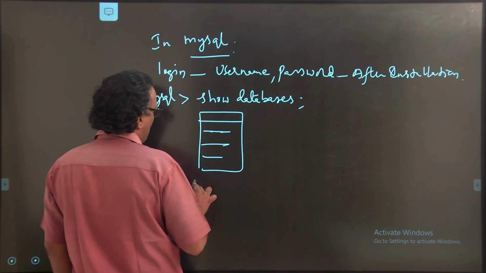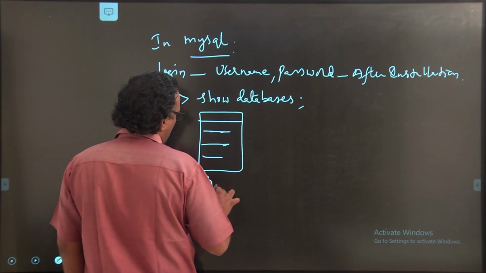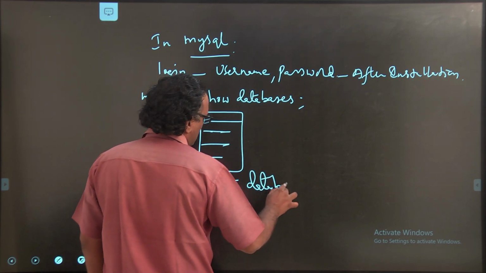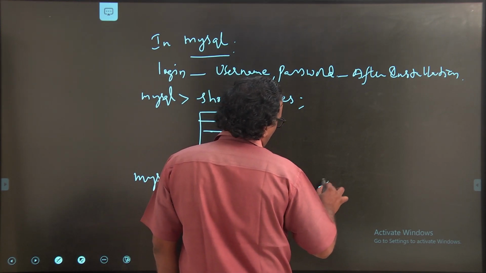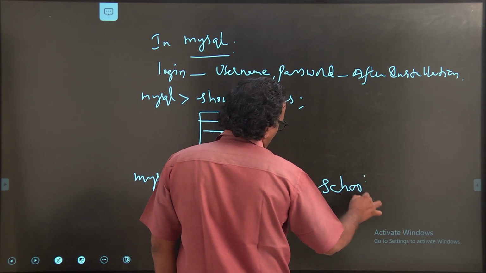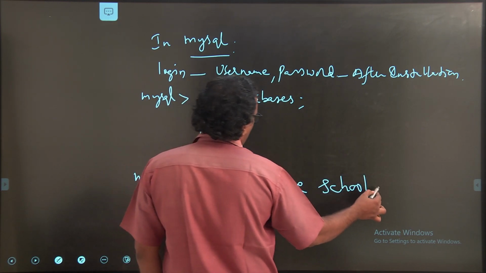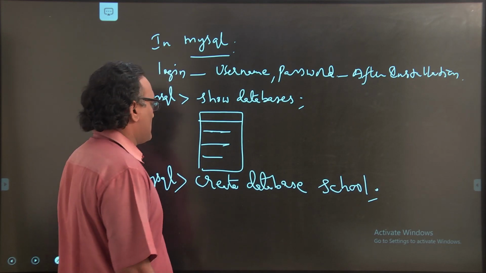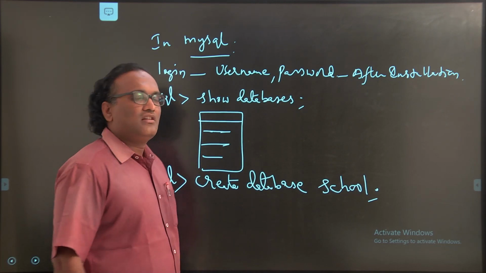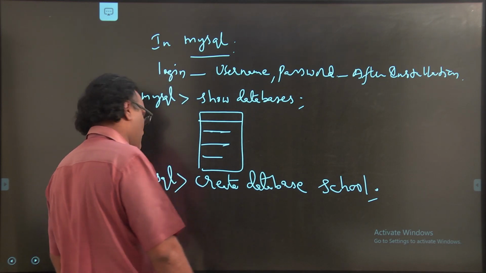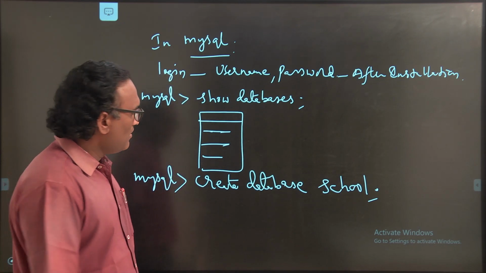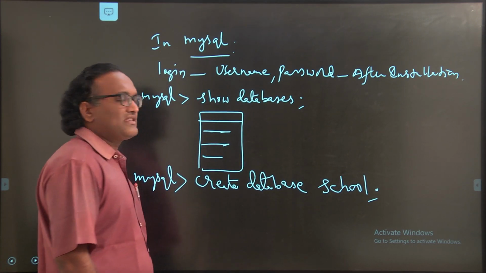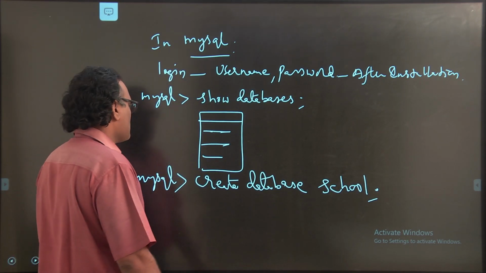Suppose I want to create a database school. You can create database school. Create database school, all are small letters. It is case insensitive, you can use small or capital, no problem. So school is there, school database.